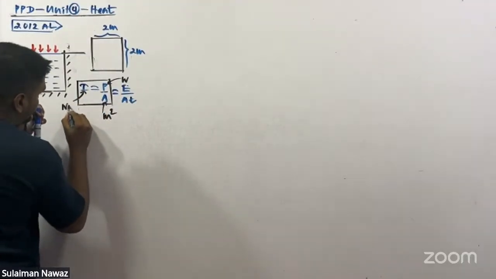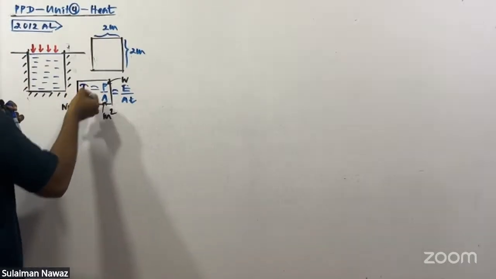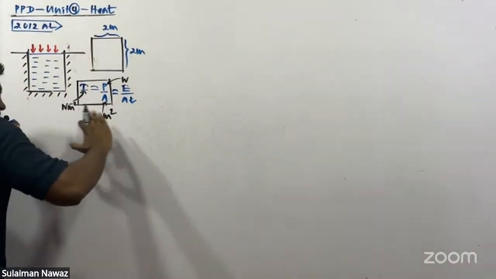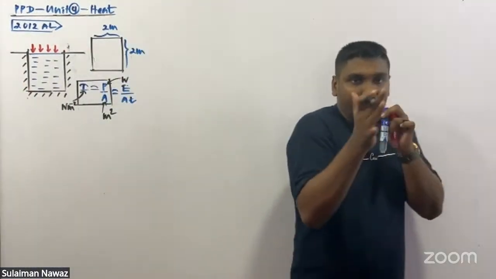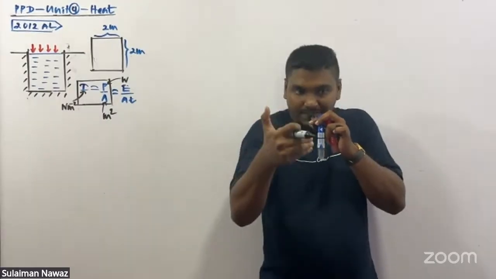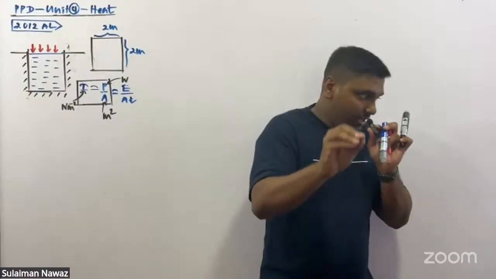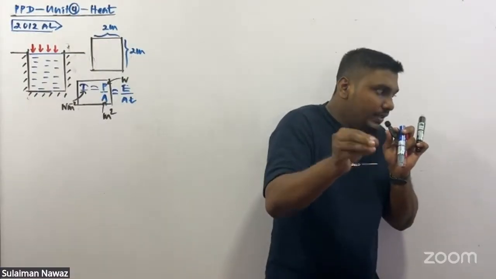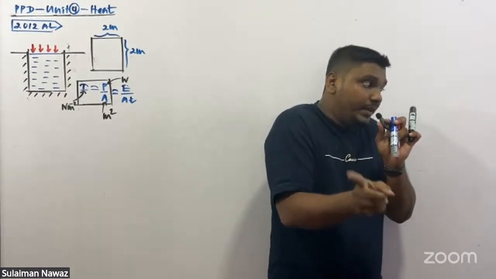Watts per meter squared. The simplest idea is that intensity means, when you consider 1 meter squared of area, what is the power passing through that area? In the question they mentioned that the solar heat radiation falling on the pond is 1000 watts per meter squared.